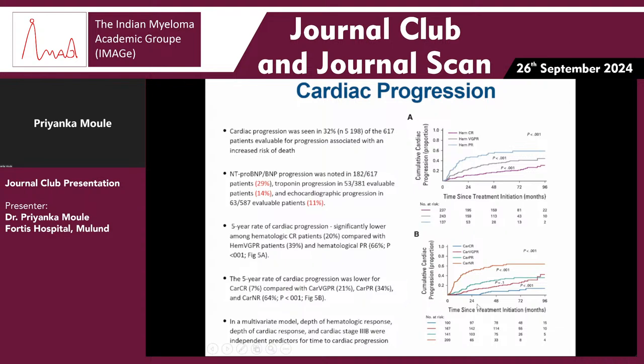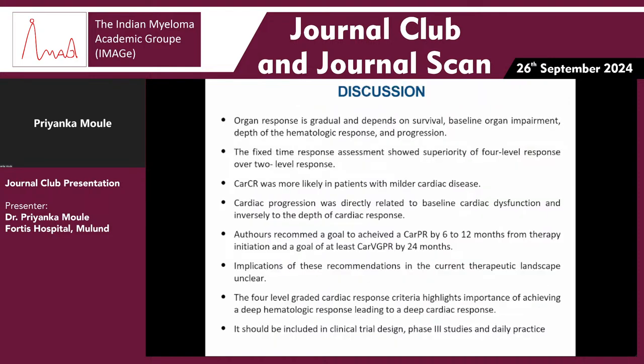So in the multivariate model also, depth of hematological response, depth of cardiac response, and cardiac stage 3B were independent predictors for the time to cardiac progression. So coming to discussion, organ response is gradual and depends on the survival of the patient, baseline organ impairment, and the depth of hematological response and progression.